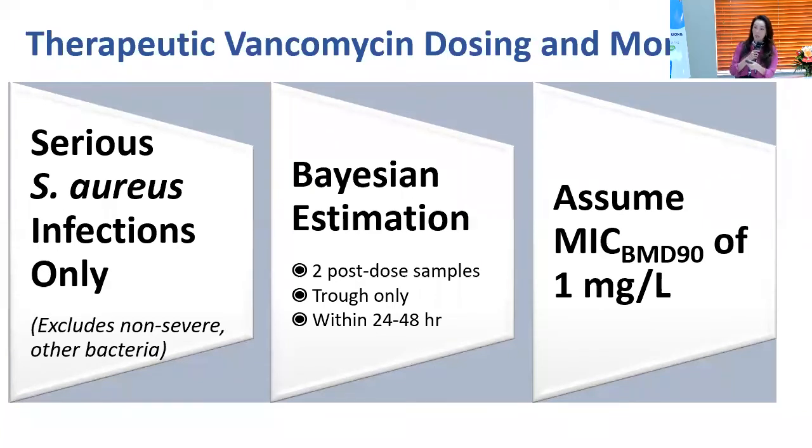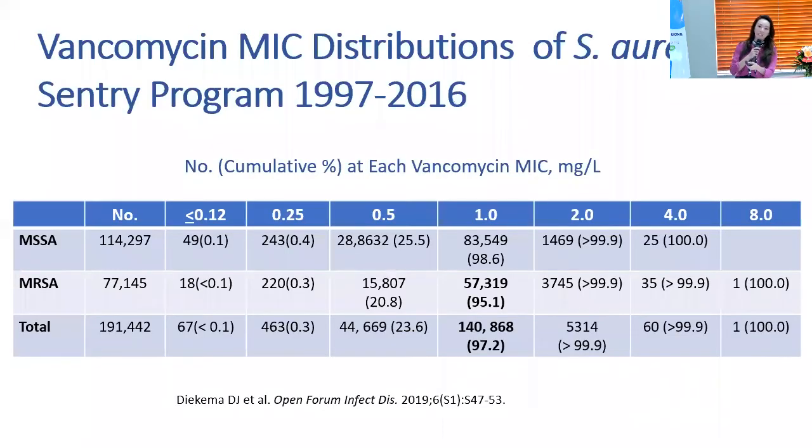And again, assuming an MIC of 1. And this is the data that was responsible for an MIC of 1 here. And this was over many, 150,000 isolates around. I think this was largely focused on the United States and maybe some European countries, but I'm not sure if it covers Asia.